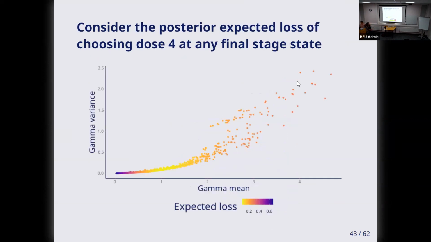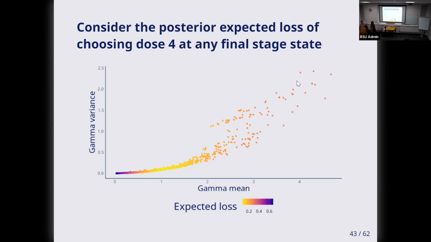Well, consider the posterior expected loss of choosing any dose, but let's say dose 4, at any final stage state. What you're looking at here is, once again, each point represents a data set, but this time it's plotted in terms of the mean and the variance of the gamma distribution that approximates the posterior density function given those data, rather than the lambda and k that I had before. And the color is the expected loss associated with choosing dose 4. So that's omega capital J 4. This is the relationship that we want to model.